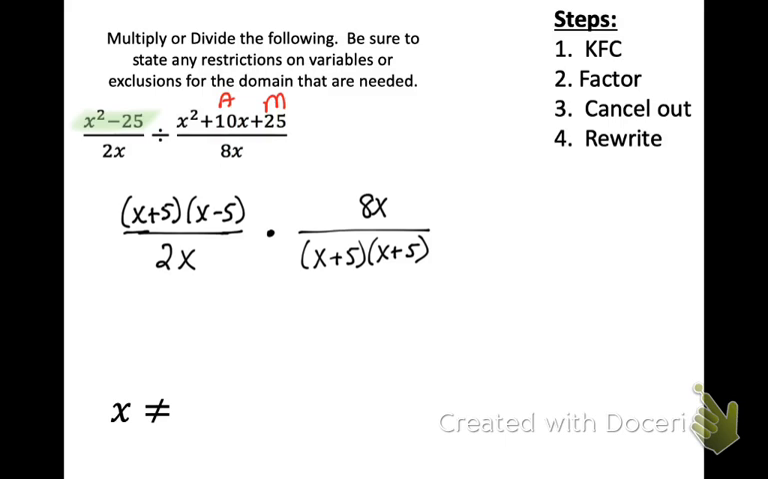So now I can start canceling out. 1 x plus 5 on the top cancels with 1 x plus 5 on the bottom. I cannot cancel the other x plus 5. My two x's cancel out. And I can divide both 8 and 2 by 2. So I get a 4 up here. So my final answer is going to be 4 out front with x minus 5. And on the bottom, x plus 5.